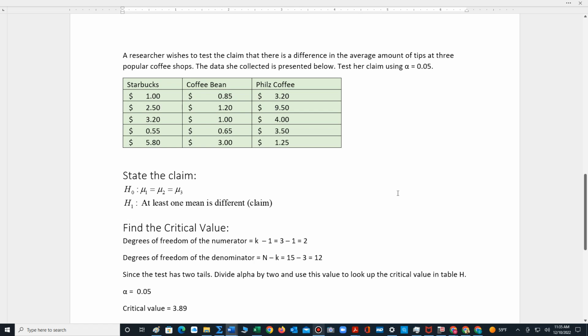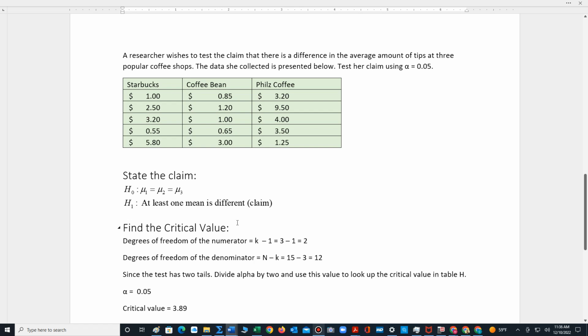So we have to state our claim. Now H0, since we have three different categories, that means we have three means that are set equal to each other for H0. H1 is stating at least one mean is different. That's the claim.